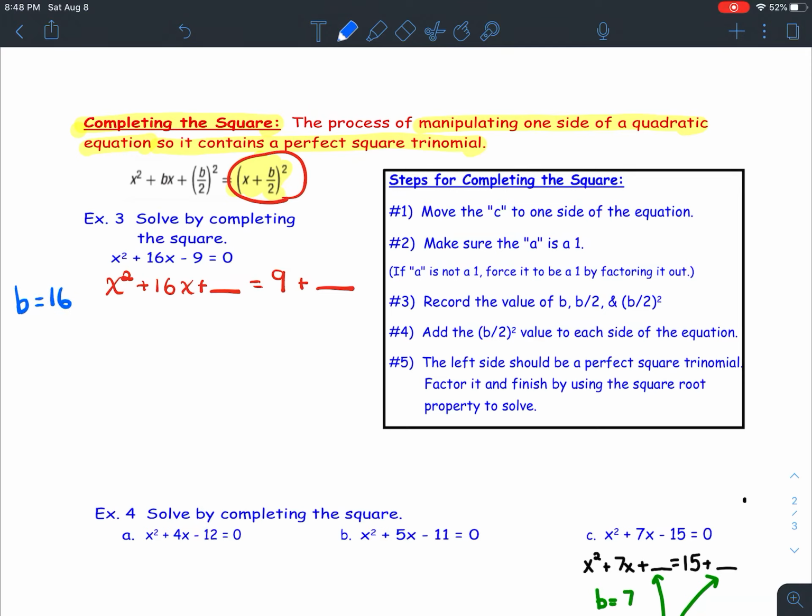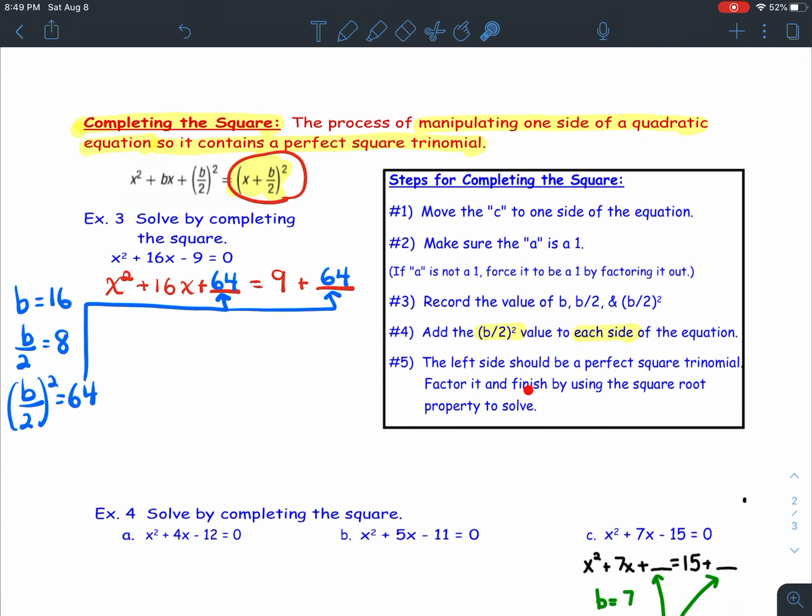what we wrote down off to the side, and you'll notice this with the steps, it says record the B value, B divided by 2, and B divided by 2 squared. So I'm going to write down that the B is a 16, B divided by 2 would be 8, and then B divided by 2 squared would be 64. B divided by 2 squared is what I should add for my new C value. And whatever I'm putting on that side, I need to put on the other side as well to keep things balanced. You'll notice that's what it said here: add the B divided by 2 squared value to each side of the equation.